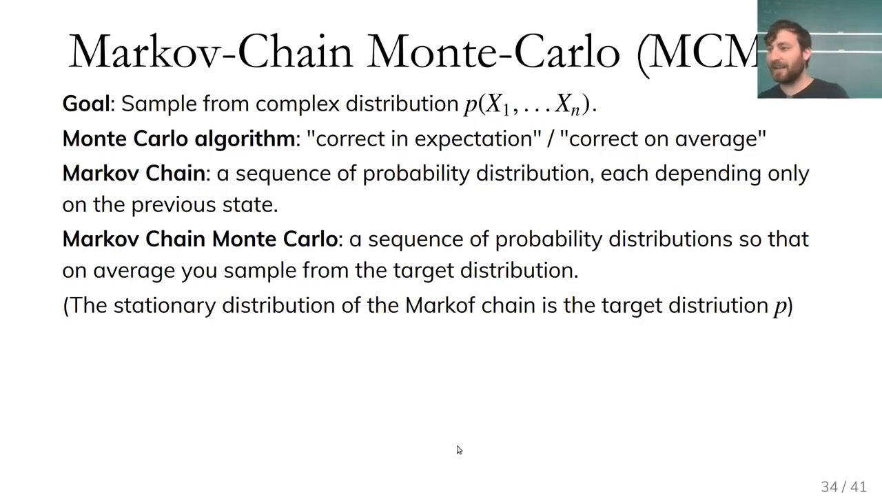MCMC stands for Markov chain Monte Carlo. The goal here is to sample from a complex probability distribution, or get the expectation over a distribution. Maybe I should have said that: either sample from it, or get the expectation. Well, you can get the expectation by running many, many samples.